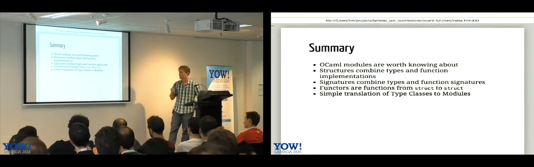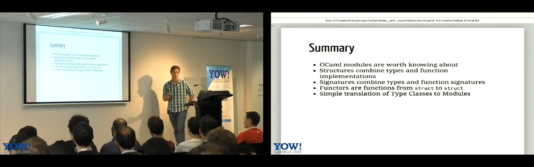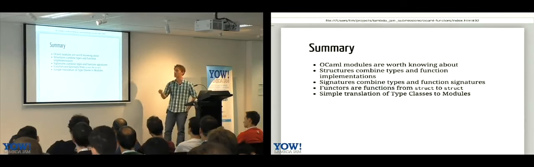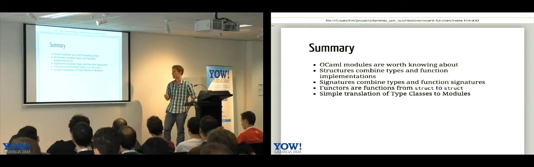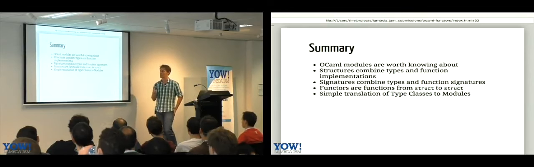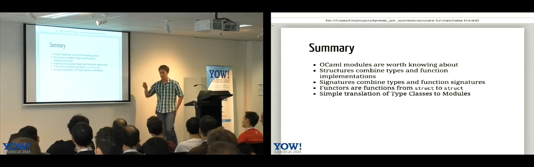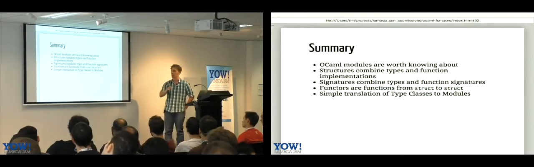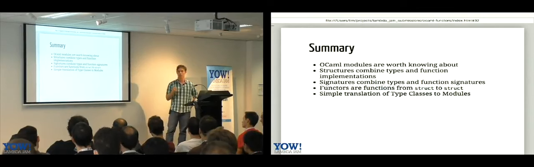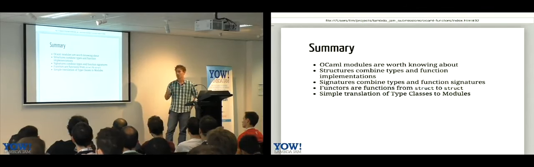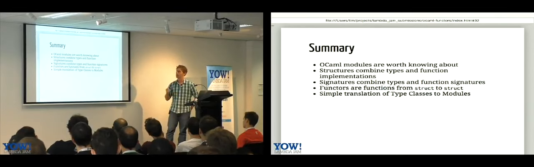So in summary, I think that OCaml modules are worth knowing about, even if you don't really use them. I know I've heard that before about a lot of things, but it's interesting to have a different point in the design space to compare to type classes, especially when people are starting to talk about wanting a module system in Haskell and what that means. A lot of people refer to the ML module system, and it's good to know what they're actually referring to.